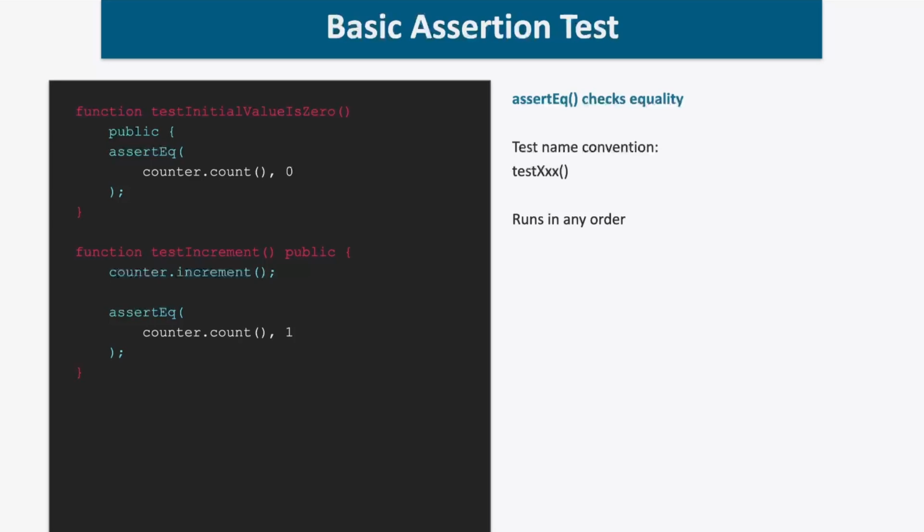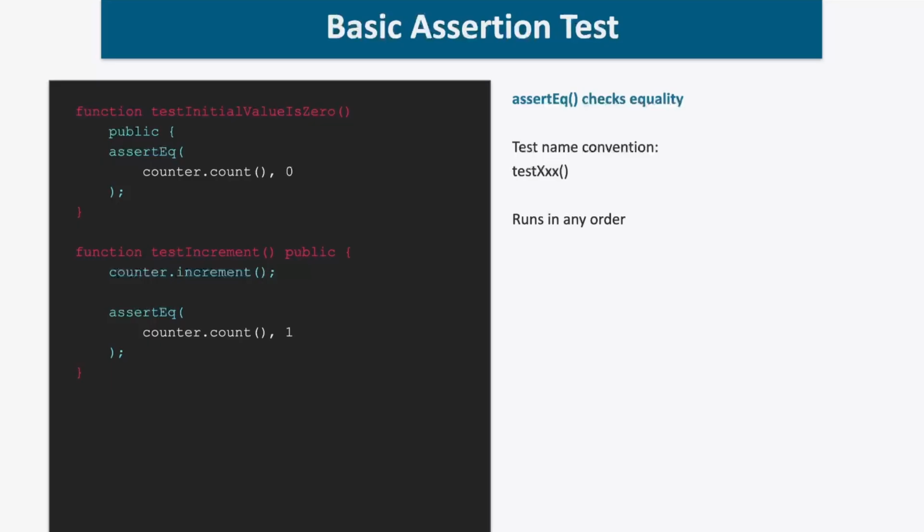Now let's write some actual tests. First, we test the contract's initial state. Here our test name is test initial value is 0. This test name is crucial. It says exactly what we're testing, that the initial value is 0. Next we have an assert function. This assertEq(counter.count, 0) asserts equality. If counter.count is equal to 0, the test passes. If not, it fails.